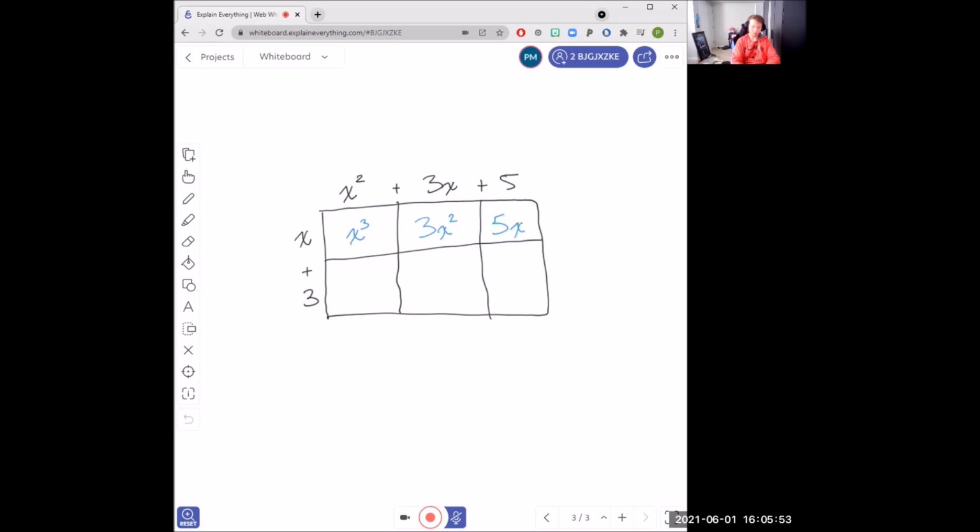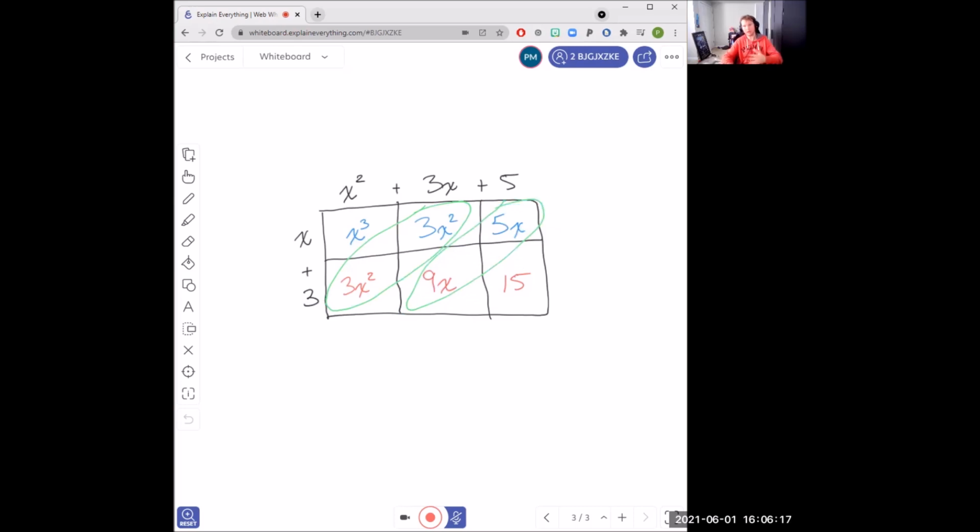On the bottom row, we've got x squared times 3, so that's 3x squared. We've got 3x times 3, so that's 9x. And in the last square, we've got 15, 3 times 5. So this is pretty easy. You can also clean up really nicely. I'll show you real quick. You can add the x squareds and you can add the x's.